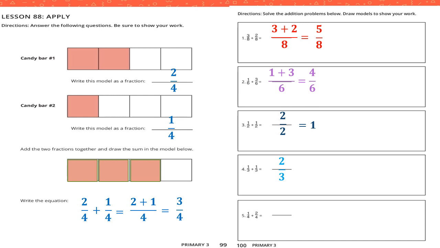The last one here, 1 over 4 plus 2 over 4. Look at down, we have same denominators. So put the denominator as it is in the result. This is step number 1. Step number 2, add the numerators together. 1 plus 2 equals 3. So the result will be 3 over 4, and down the denominator, no change, put it as it is, 4.